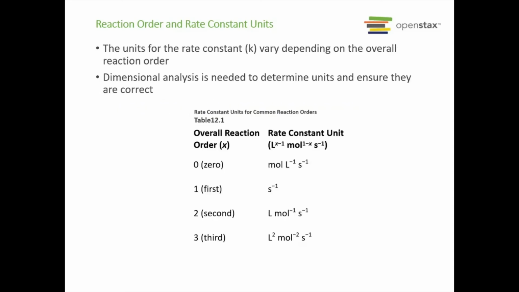Now the units for the rate constant K are going to vary depending on your overall reaction order. You have to use dimensional analysis to determine the units and then also go back to check. If you have a zero order reaction, your rate constant tends to be moles per liter per second. For a first order, it's inverse seconds. For a second order, it's liters per mole per second. And for a third order, it's liters squared per mole squared per second. There's some really weird units, I know, but when you go and do the dimensional analysis, you see the units cancel out as they're supposed to.